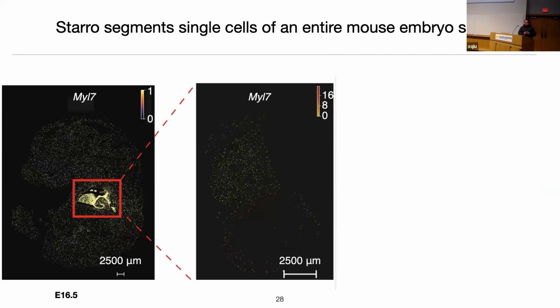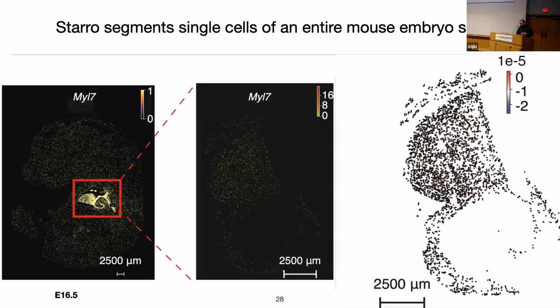So here I'm going to show you how we can use this method to perform single cell segmentation on an entire mouse embryo slice, especially focusing on the heart region. We first plot the gene expression of MYL7, which is a marker gene unique to the heart. You can see a very specific expression in this heart region. And we can zoom in on this region and then perform the Starro single cell segmentation. You can see indeed this method is able to identify individual cells, and each of them shows different morphologies.